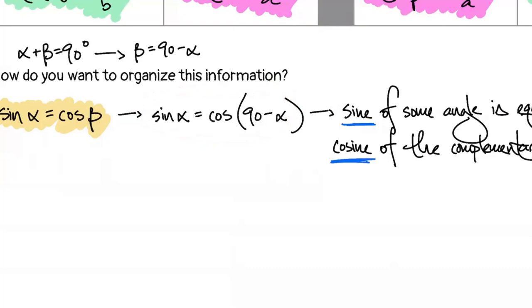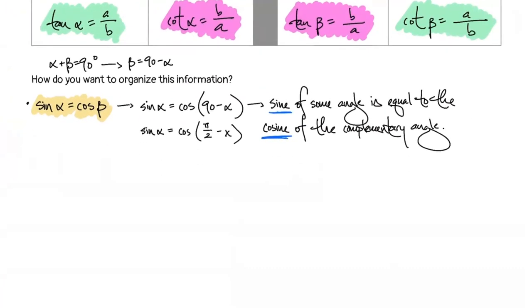Nice, nice. The only change we have to make for radians is sine alpha equals cosine of pi over 2 minus x. Oftentimes you will see this in your textbook, pi over 2 minus x. We don't really see it with the 90 degrees, but it still goes back to that idea of a co-function, complementary angles. Okay.